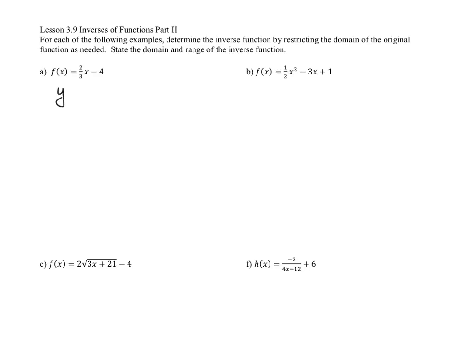So for this linear function, I'm going to say y equals 2/3 x minus 4. I'm going to switch x and y like I normally would. Then I'm going to work on getting my inverse by doing opposite operations in backwards order. So I get x plus 4 equals 2/3 y. And now I want to get rid of this 2/3 on the right hand side. So that means essentially I want to divide by 2/3 on both sides.